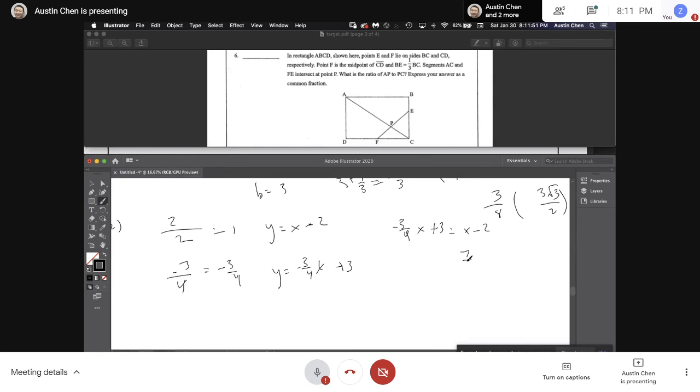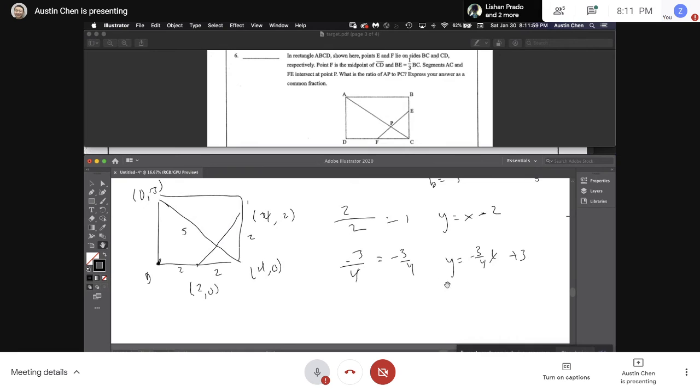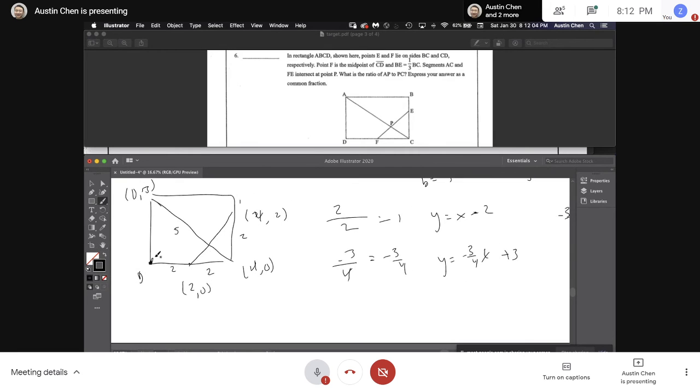Then we have 7/4 x is equal to 5. So then x is equal to 20 over 7. Okay. So then the x value of our P all the way here is 20 over 7.